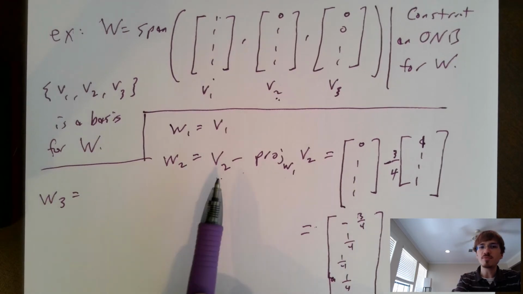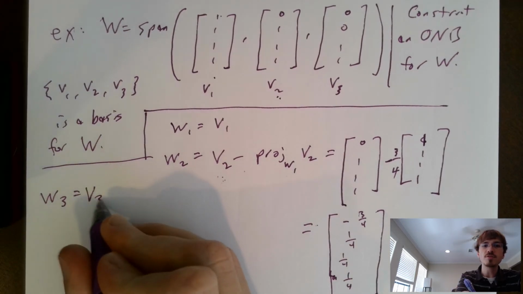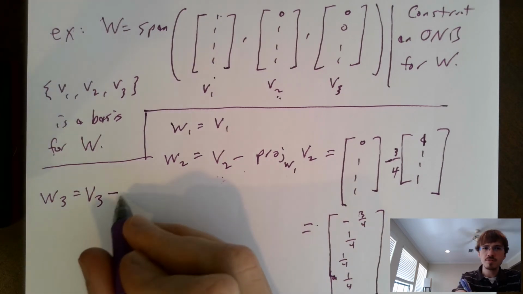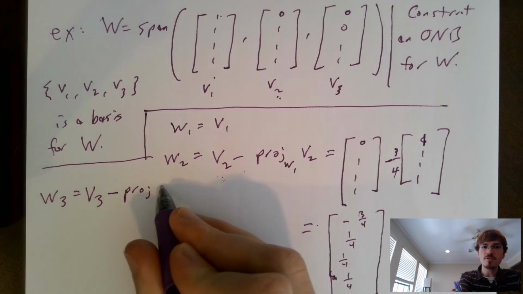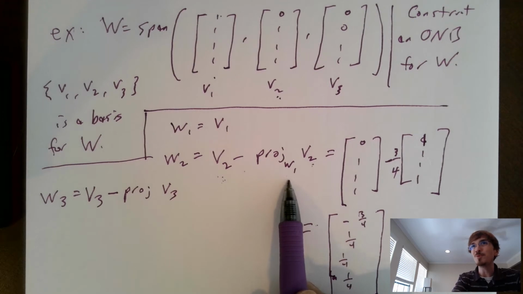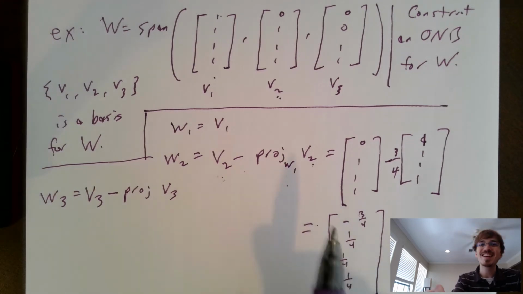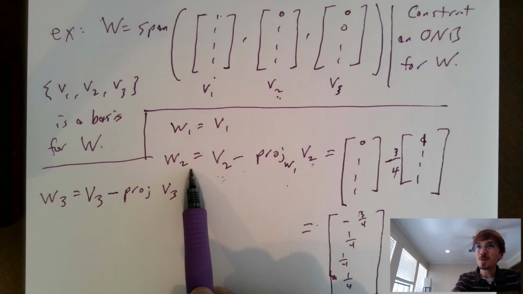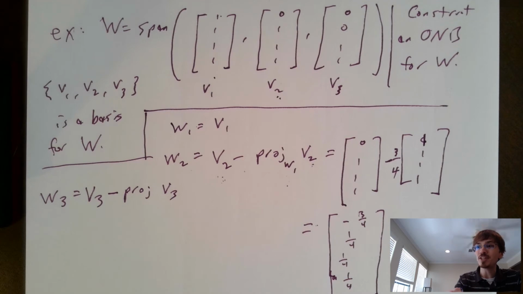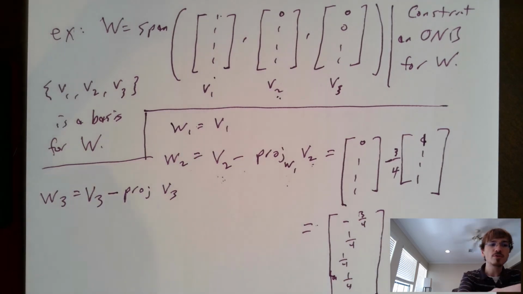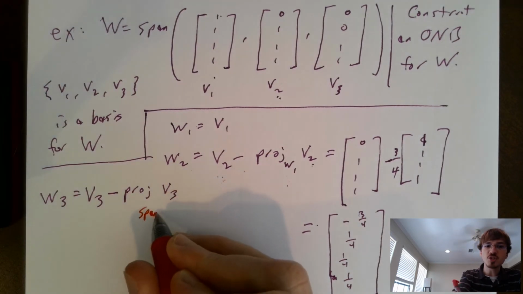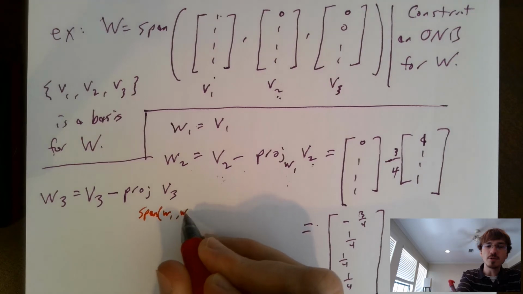W3, we're going to start off by picking the next vector in our list, V3, and we want to subtract the orthogonal projection of the vector V3 onto the subspace spanned by what we've already orthogonalized. Because W1 and W2 are orthogonal, we can do an orthogonal projection onto the subspace spanned by W1 and W2. So we're really going to project V3 onto the subspace that's the span of the vectors W1 and W2.